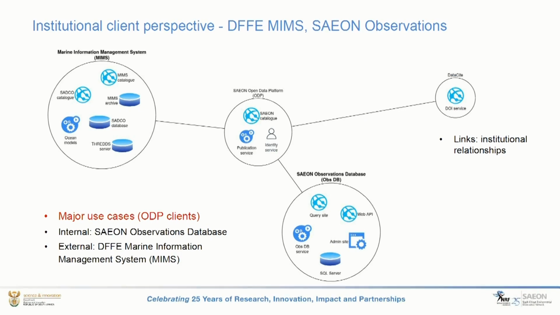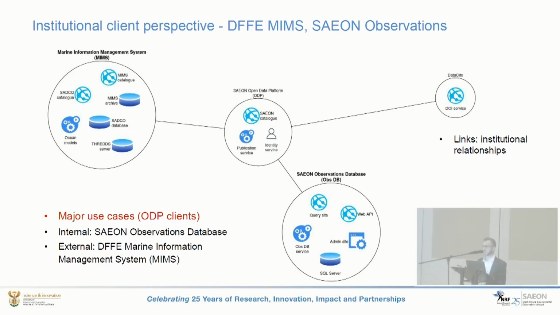And in this picture, we see the client as being kind of a set of capabilities and how they might make use of the set of capabilities that are provided by the ODP. In this picture, interestingly, the links here are not so much about system integrations as they are about institutional relationships. And of course, system integrations can only come about once those institutional relationships have been established.